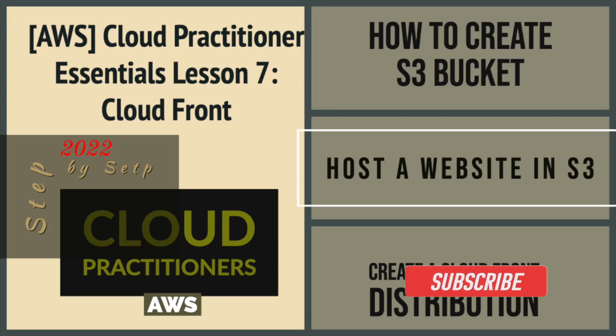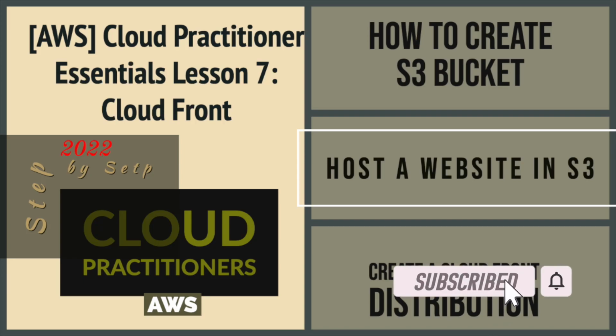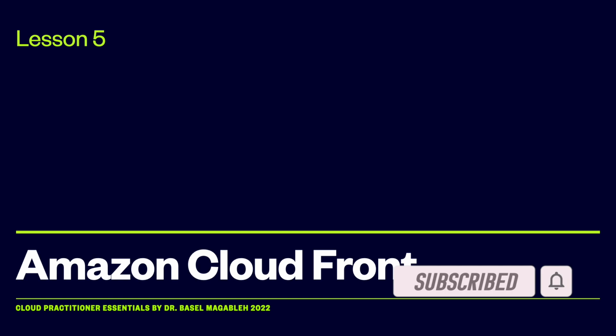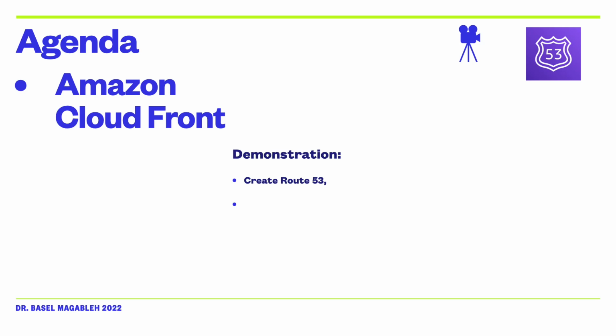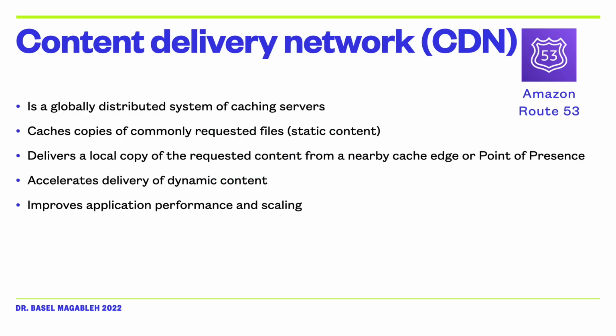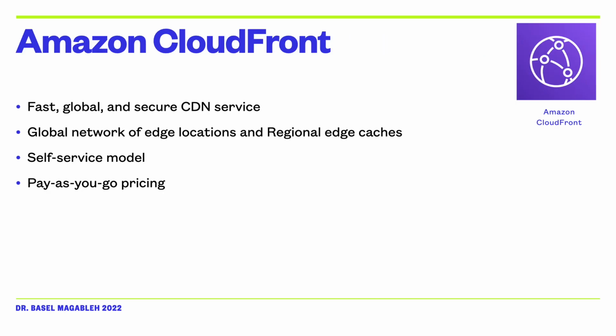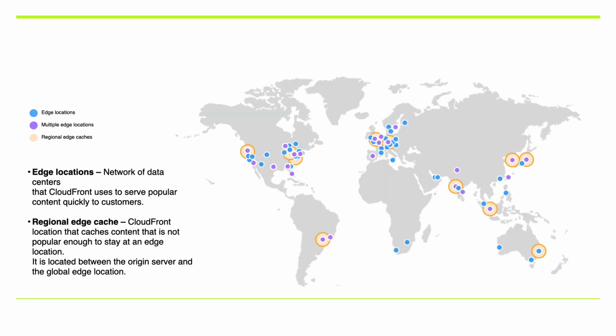Welcome back. This is an introduction to CloudFront. CloudFront is a globally distributed system of caching servers. It caches copies of any requested files, specifically static content, and can deliver a local copy of the requested content from a nearby cache or point of presence. It can accelerate the delivery of dynamic content and improves application performance and scaling. It is fast, global, and secure, and it is a self-service model with pay as you go.